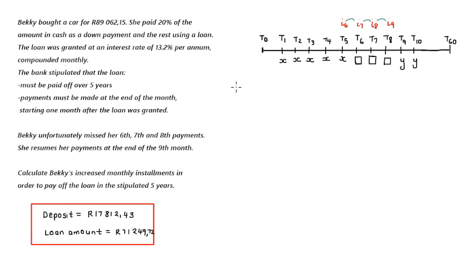So now we can obviously see that we first have to calculate what this X is. Her original, that's going to be our first step, finding out what was her original monthly installment. And that is going to be quite simple because that is just plugging into our present value formula, using the loan amount and calculating the value of X. So let's do that.